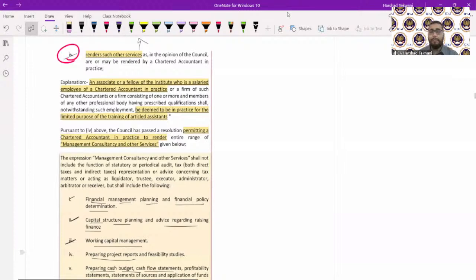Yes, Vidula, if the question requires some other references also, for example, if Companies Act provisions are also part of the question, then you need to discuss that also. You need to mention that also.